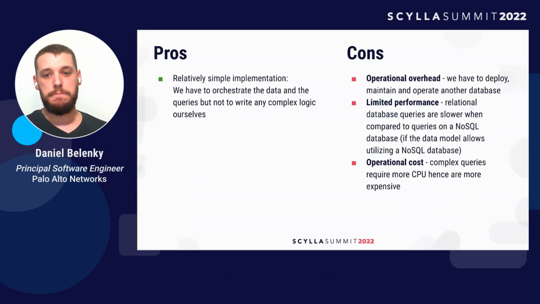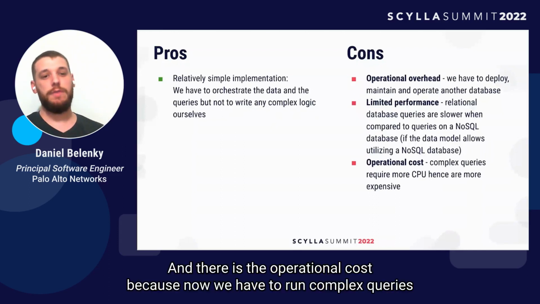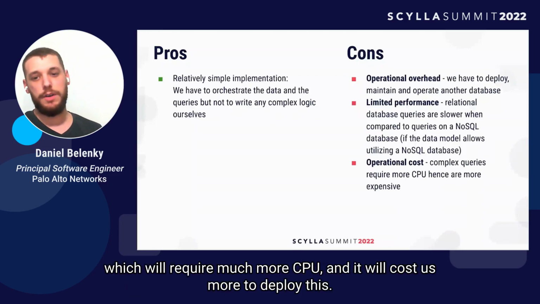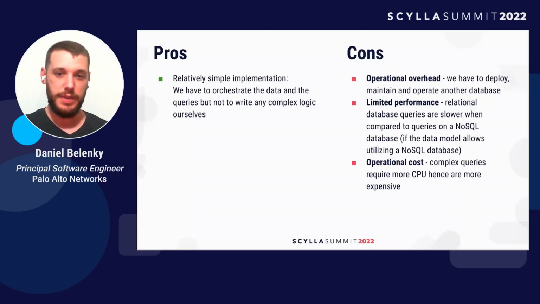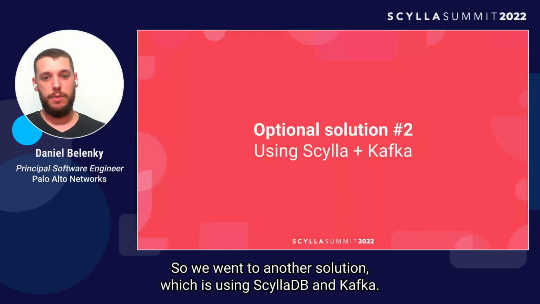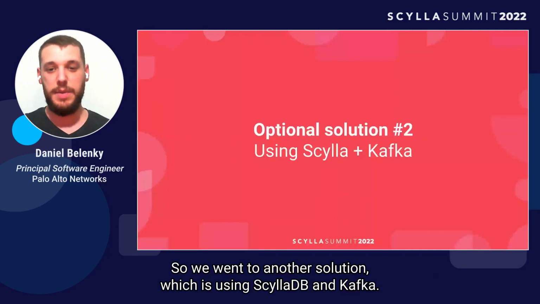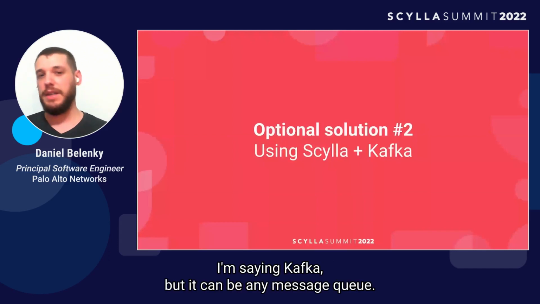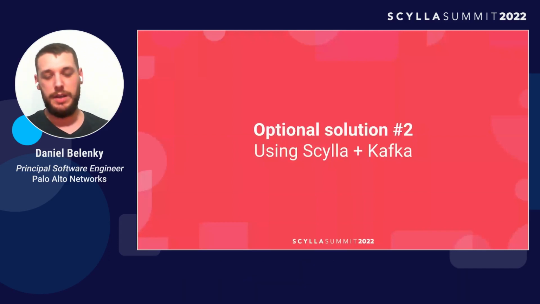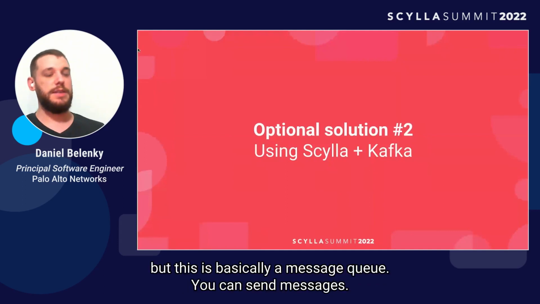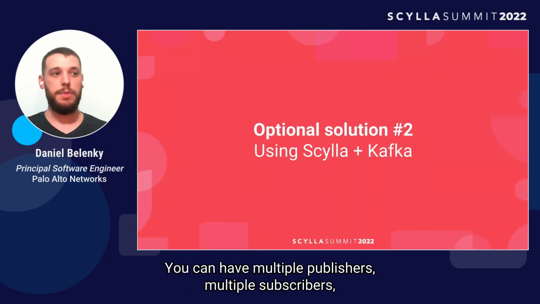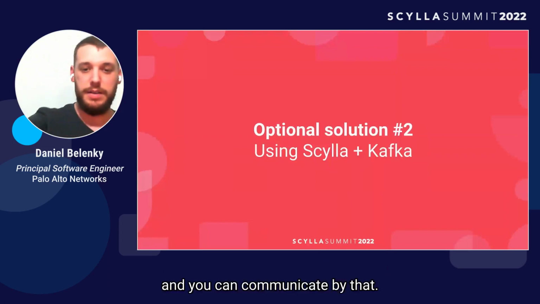And there is the operational cost, because now we have to run complex queries, which will require much more CPU, and it will cost us more to deploy this. So we went to another solution, which is using ScyllaDB and Kafka. I'm saying Kafka, but it can be any message queue. We tried it with Kafka. If someone is not familiar with Kafka, I don't want to spend too much time on it, but this is basically a message queue. You can send messages, you can have multiple publishers, multiple subscribers, and you can communicate by that.